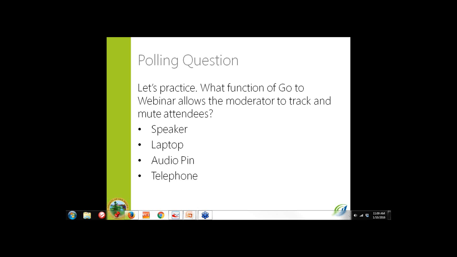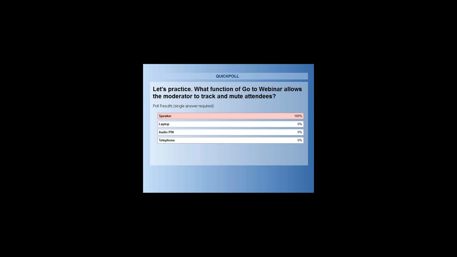I'm going to share the results. This is what you'll normally see when we do a poll. In this one, 100% of the people chose the speaker. Actually, the answer is the audio pin. Using the audio pin when you log in allows me to mute or not mute you in the system. But that was just a good example of how the polling works.